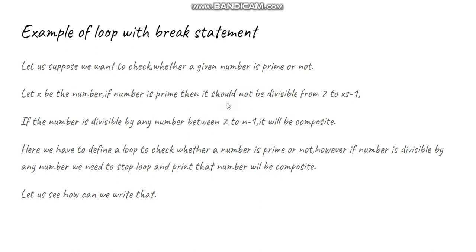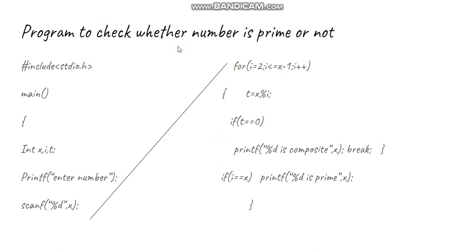So we have to divide again and again. If at any point the value is divisible by any number, then we have to stop and print that the number is composite. So here we can use the break statement. Look, see what is happening. Here we want to enter the number. Now we want to check.